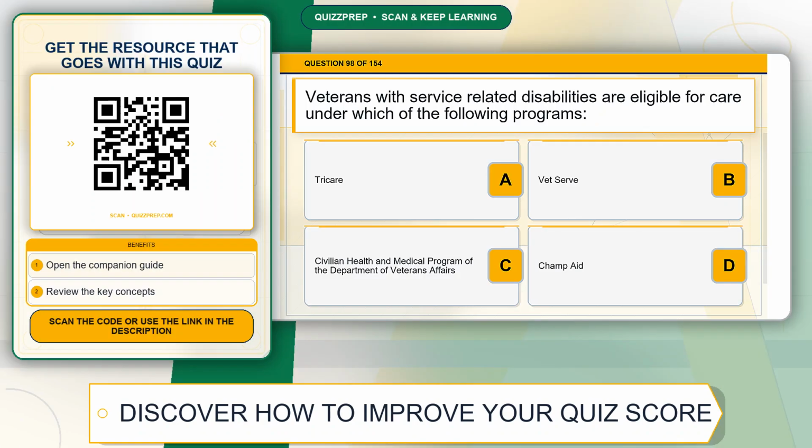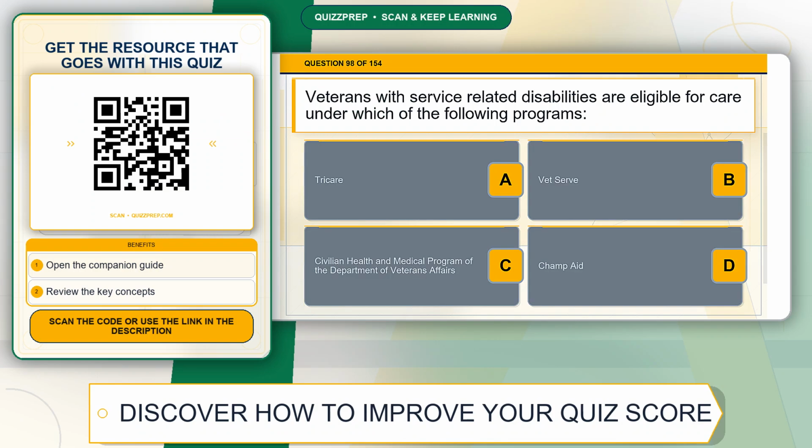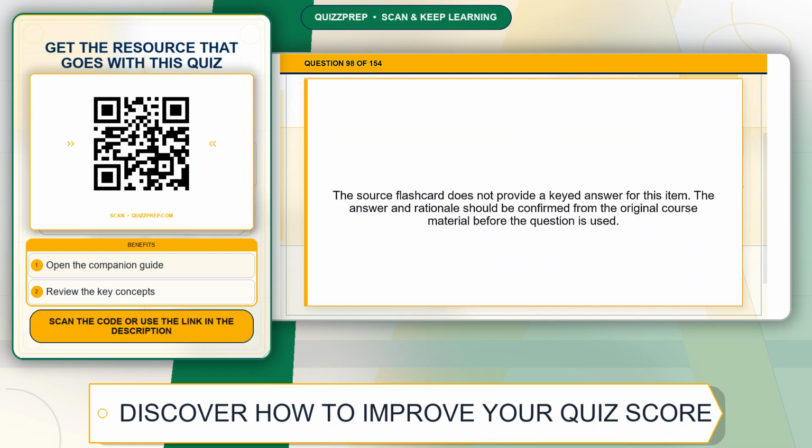Question 98. Veterans with service-related disabilities are eligible for care under which of the following programs? Option A, TRICARE. Option B, VetServe. Option C, Civilian Health and Medical Program of the Department of Veterans Affairs. Option D, ChampAid. The correct answer is now shown. Explanation. The source flashcard does not provide a keyed answer for this item. The answer and rationale should be confirmed from the original course material before the question is used.